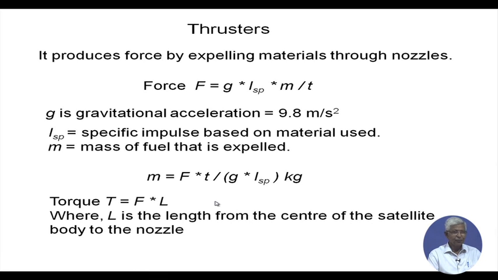Now this force is given at the nozzle point, so the torque is generated. It depends on the length from the center point of the satellite body to that particular nozzle. So this force into this length will be the torque. Torque is F into L, where L is the length from the center of the satellite body to the nozzle. That is the thruster.